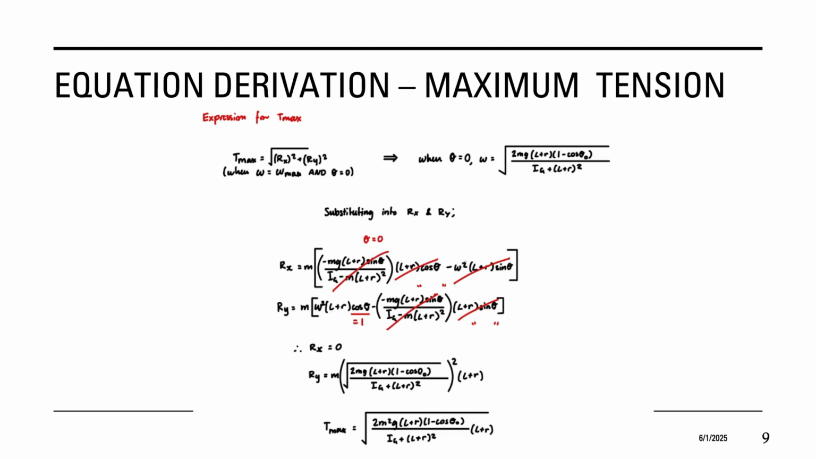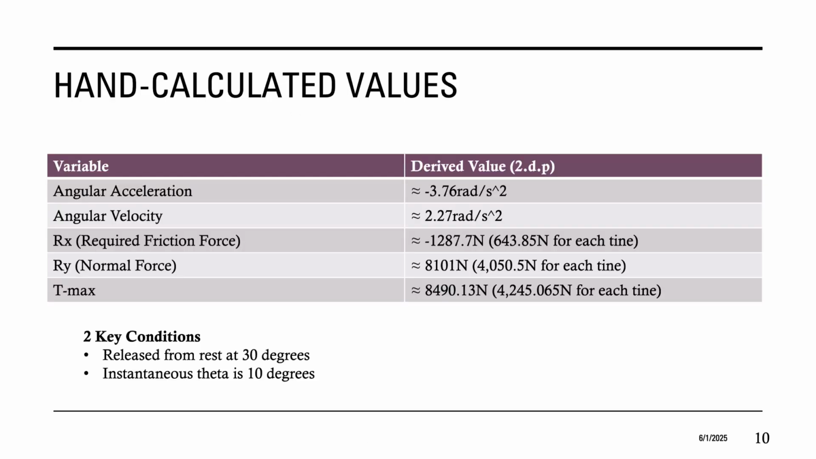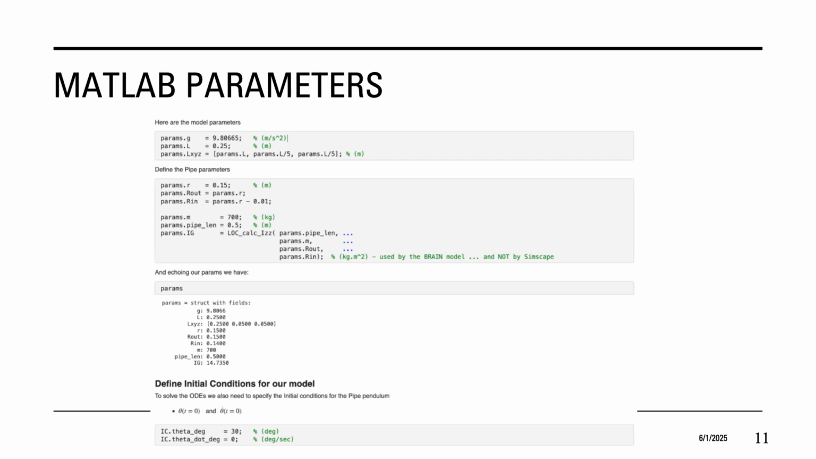At the lowest point in the swing, where angular velocity is maximum, we calculate the total tension. This includes both the static weight and the dynamic centripetal force. We've implemented all equations in MATLAB and Simulink using these various parameters.